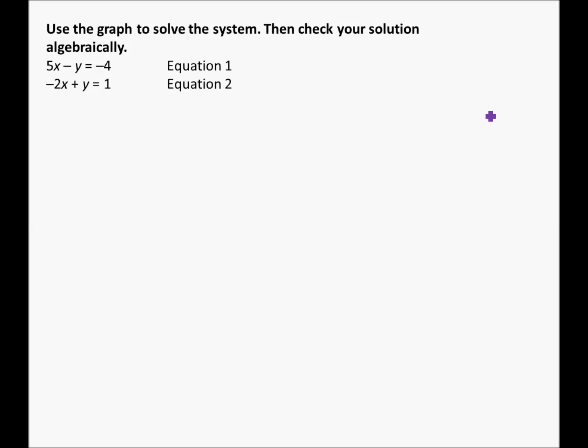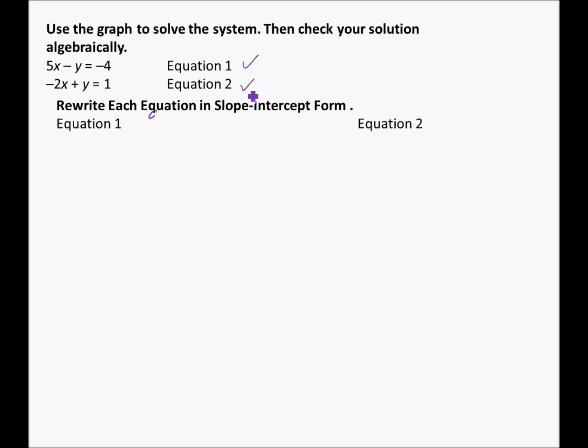So I'm given two equations. Here's equation 1 and here's equation 2. The first thing we have to do is rewrite each equation into slope-intercept form. As a refresher, slope-intercept form is y equals mx plus b. So we need everything but y on this side.